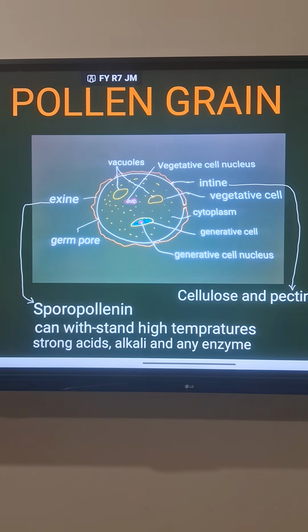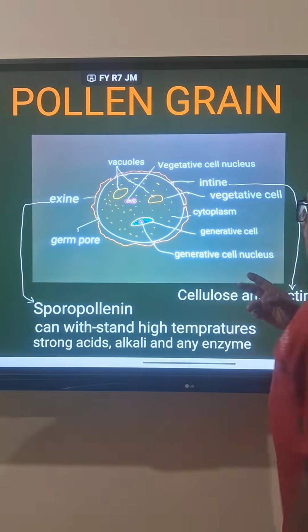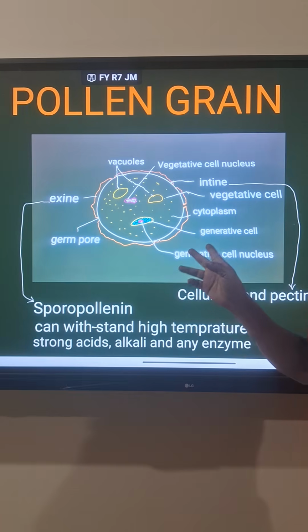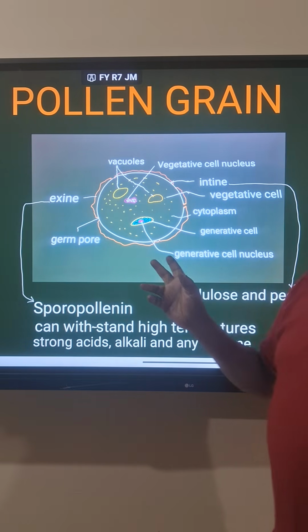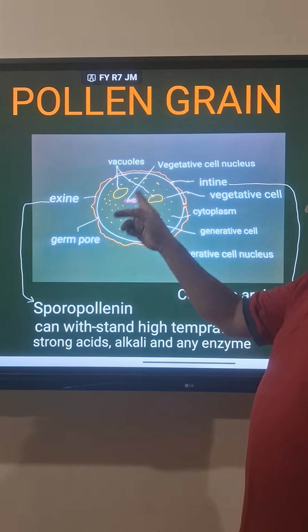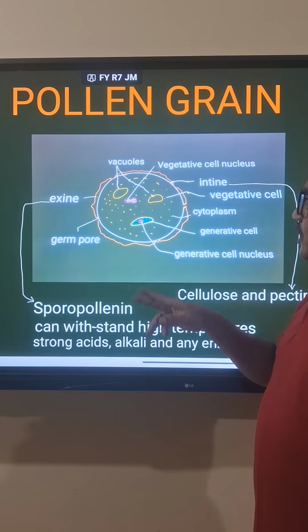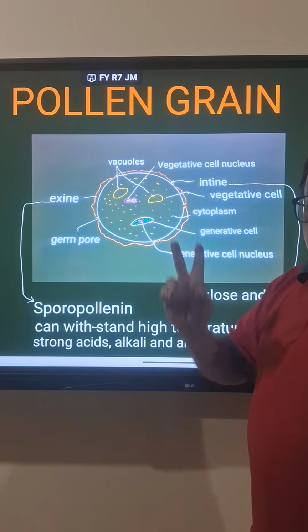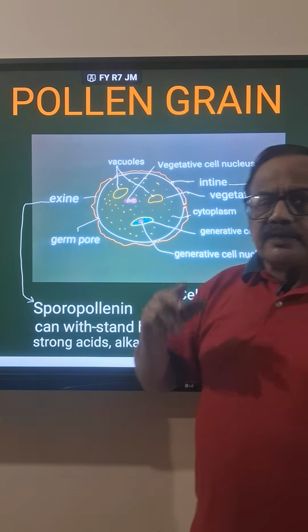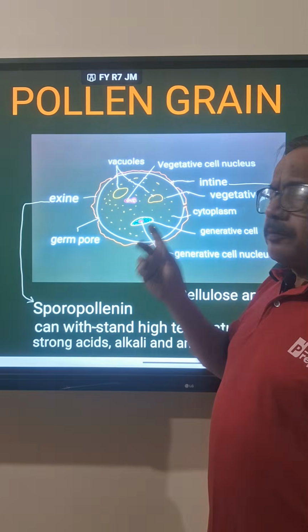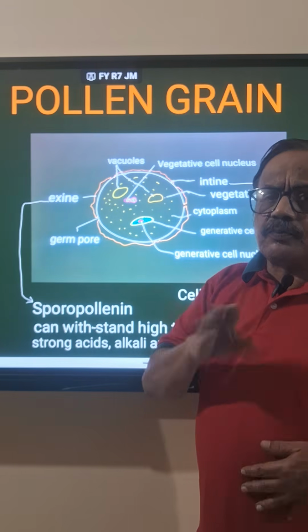Pollen grain is also called the male gametophyte because it produces two male gametes later on. The pollen grain size is 25 to 50 microns, and it has two cells. As it produces the two male gametes later on, it is called the male gametophyte. It develops from the microspore.